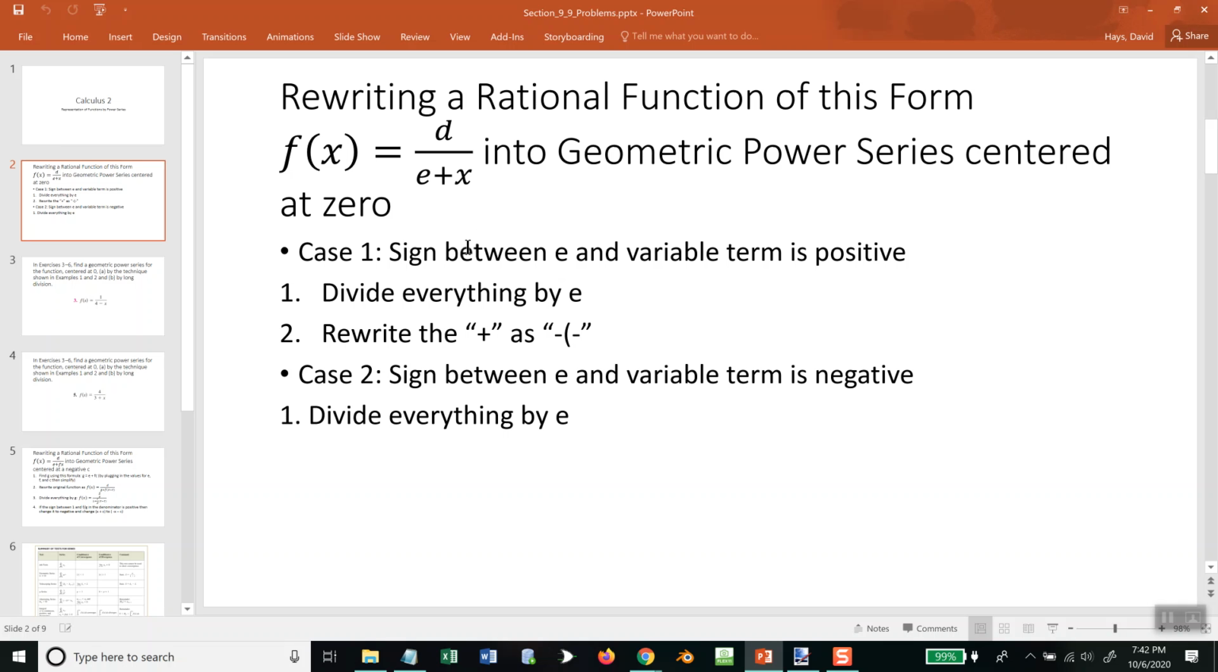Now, case 1 is where the sign between e and the variable term is positive, where you have e plus x. Case 2 is where the sign between e and the variable term is negative, like e minus x. Now, if it's case 1, you divide everything by e and rewrite the plus as a negative in parentheses. Case 2, you just simply divide everything by e.